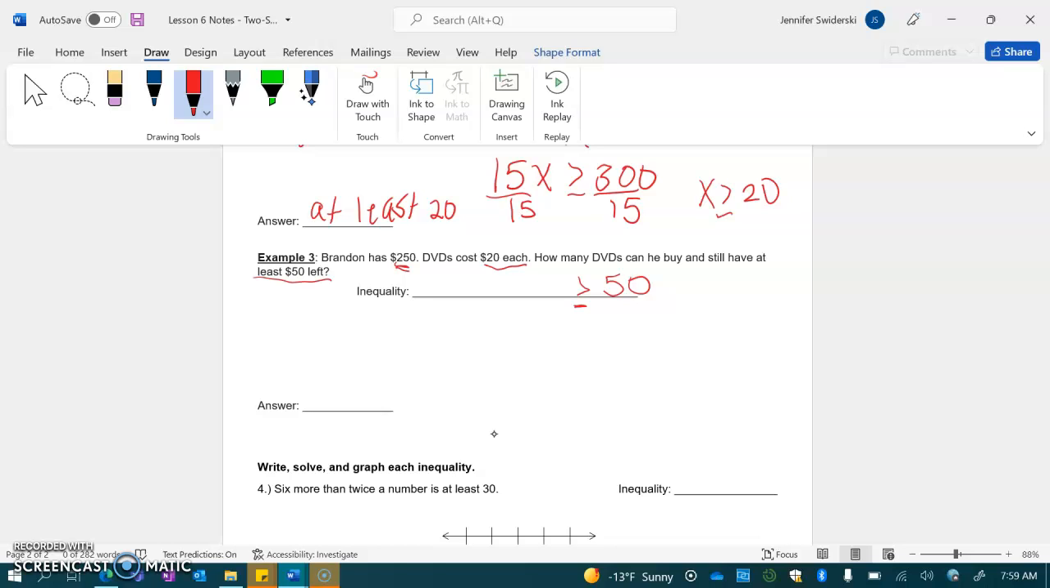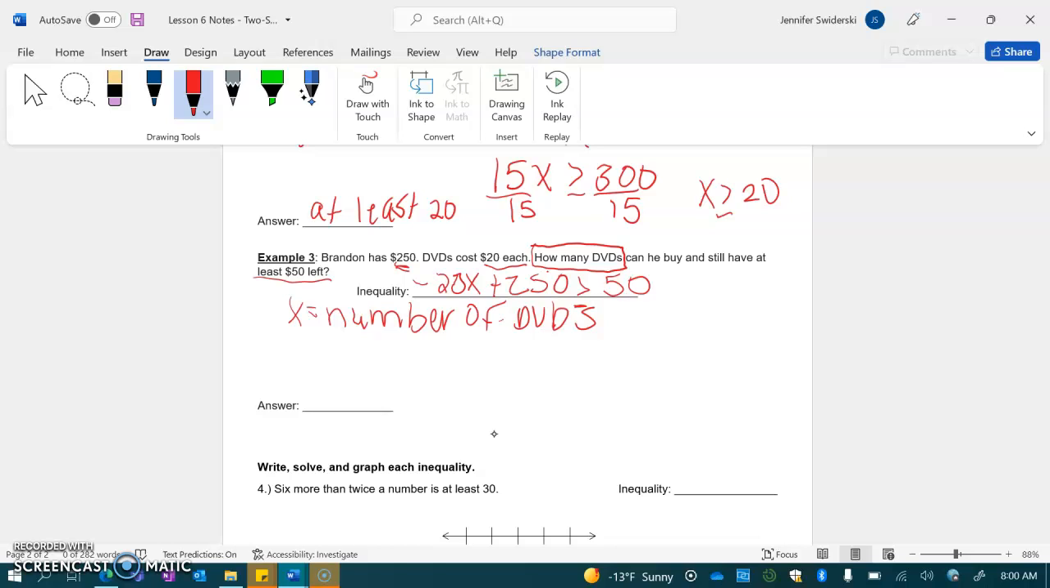If you're spending money, is that plus or minus from your bank account? Well, I know that's going to be negative 20x. You're spending $20 per DVD. So x is the number of DVDs. And we learned earlier this year when it says how many or what is or at what point, all those questions kind of hint to you what x is going to represent. So x is the number of DVDs. So we spend $20 per DVD, and he currently has $250 in his bank account.